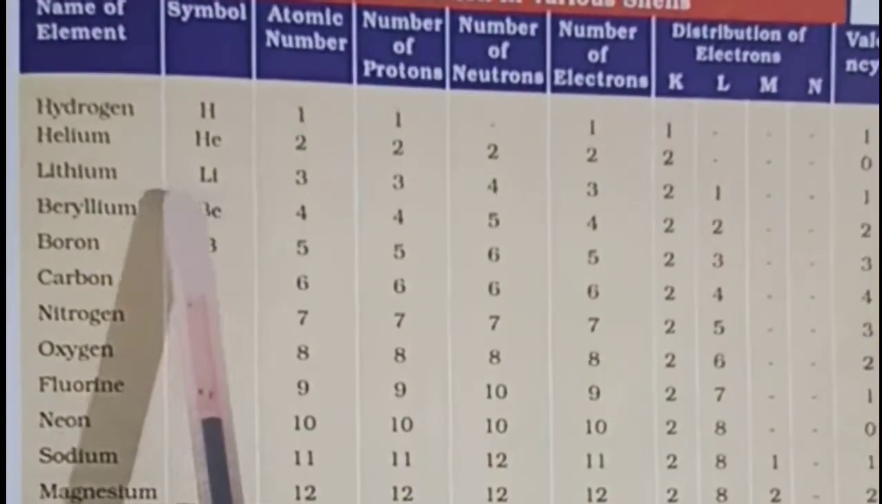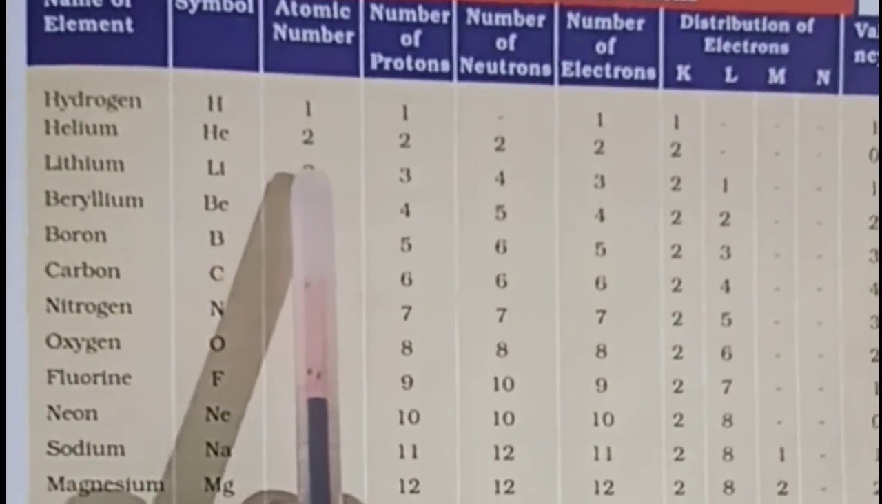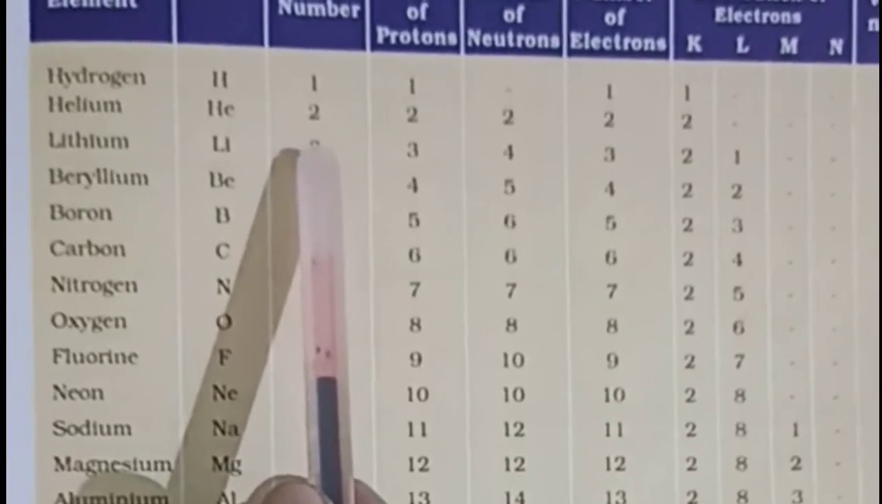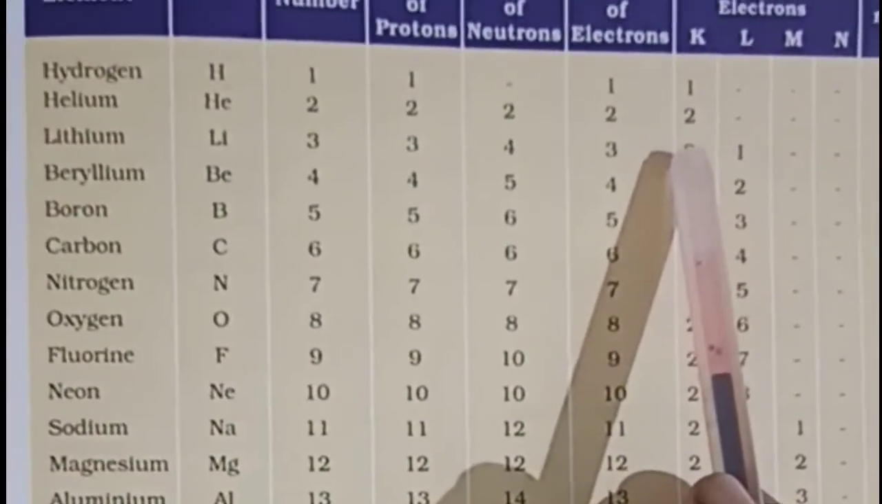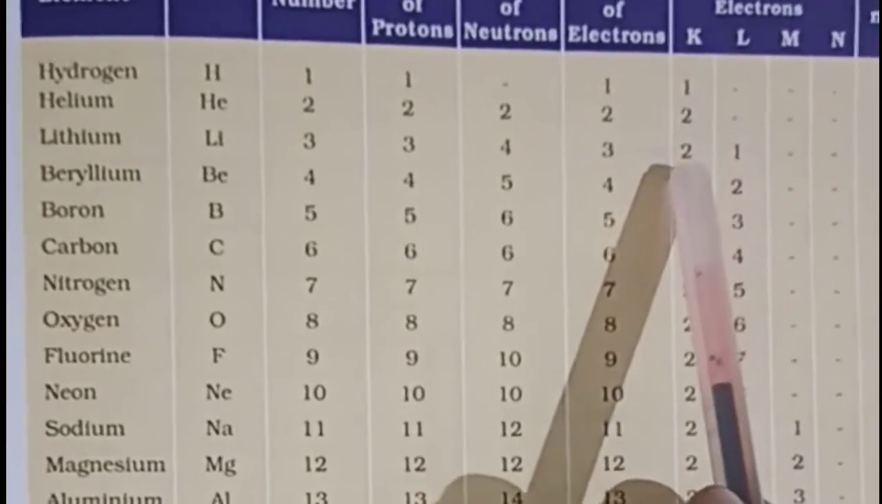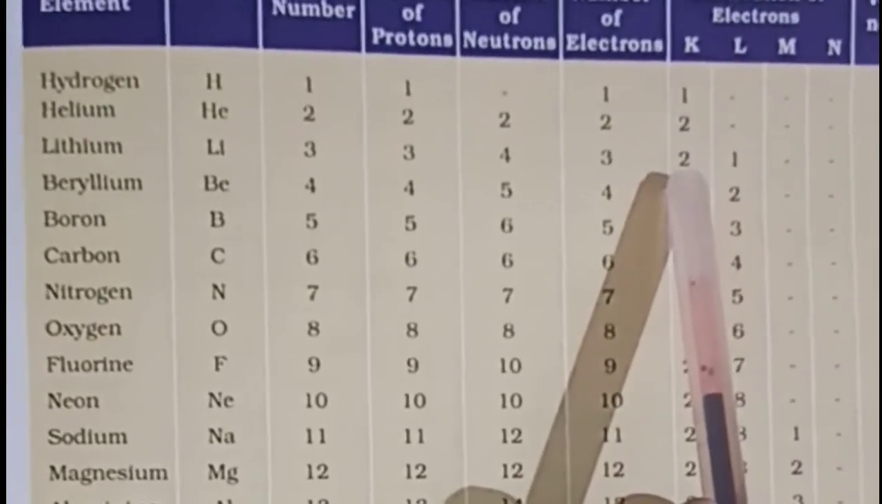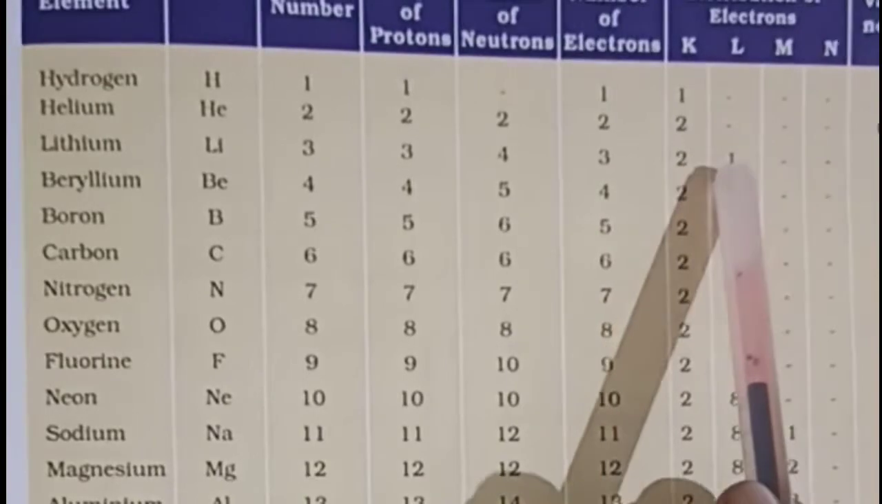Now similarly lithium has atomic number 3. The first room can accommodate only 2 guests in your house. So in the first room you can shift 2 guests, and the remaining third one you will send to the next room.